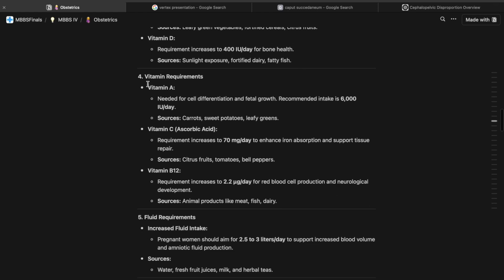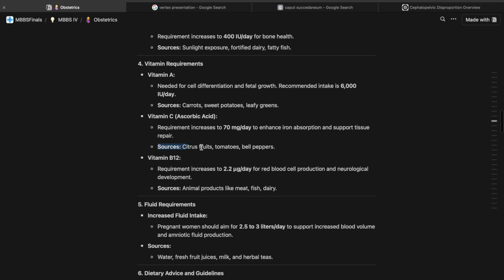Next, coming to vitamins: vitamin A, C, B12. A is needed for cell differentiation, fetal growth, and recommended intake is 6000 international units. Sources include carrots, sweet potatoes, leafy greens. Vitamin C, ascorbic acid requirement increases to 70 milligram per day, to enhance the iron absorption and support the tissue repair. Sources include citrus fruits, tomatoes, bell peppers.